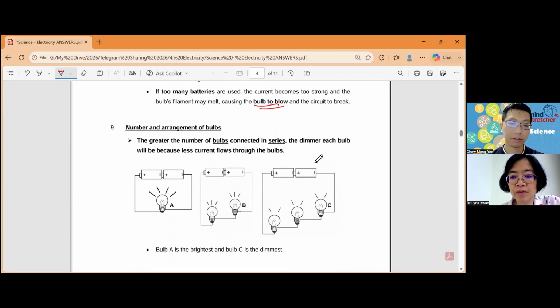Now, in terms of light bulbs, in your syllabus you have learned the number of light bulbs as well as arrangement, be it series or parallel. So assuming we have the same number of batteries, the more light bulbs connected in series, the dimmer each of the light bulbs will become. You see here, for example, I only have two batteries in each circuit. At first, with one light bulb it is the brightest, but when I add an additional light bulb in series to the first one, it becomes dimmer, and with another light bulb, all of them become only 2 units of brightness. So it becomes dimmer and dimmer. All right.